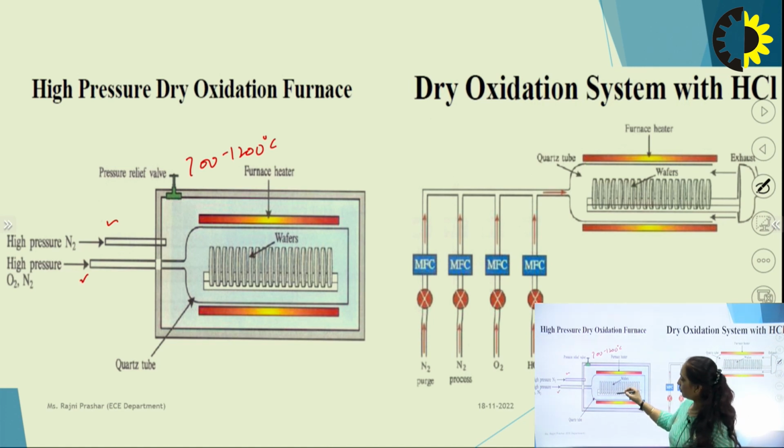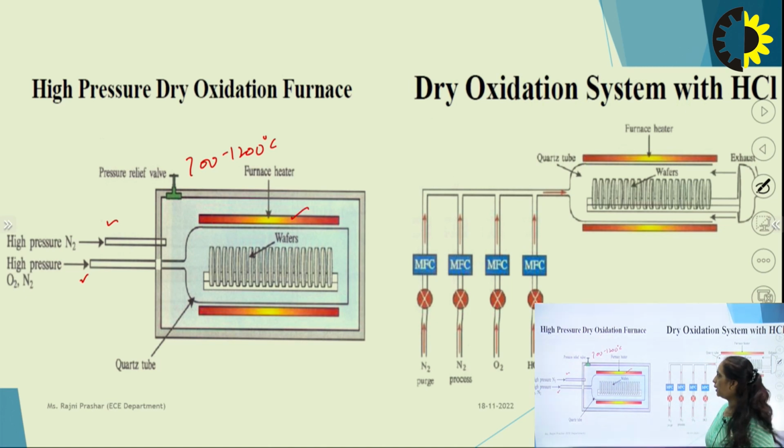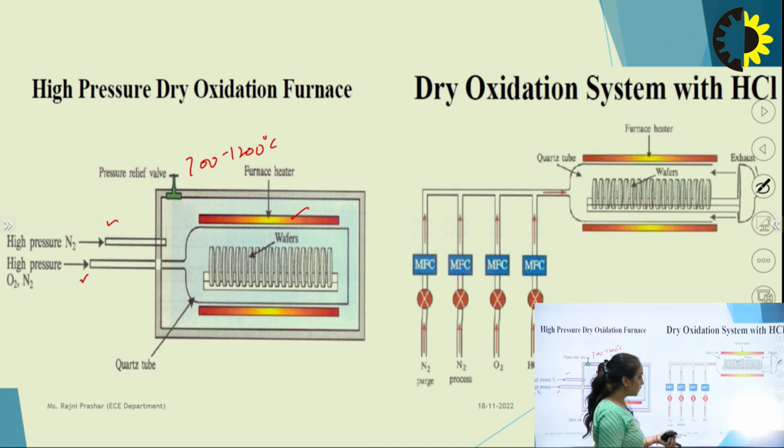Here we can see that wafers are placed vertically and we have some pressure valves, and this is known as the quartz tube. It is a heater to provide proper heating so that the proper temperature can be maintained. The dry oxidation system sometimes also uses HCl gas. So we have nitrogen, oxygen and HCl. We have the wafers placed in the circuit, and from this side we have the exhaust gases.